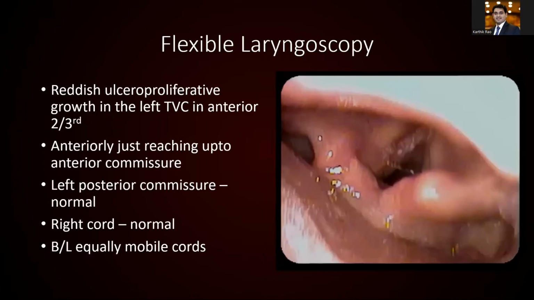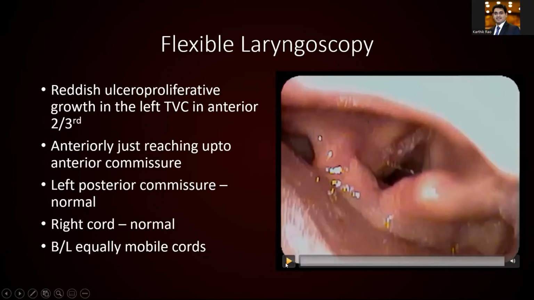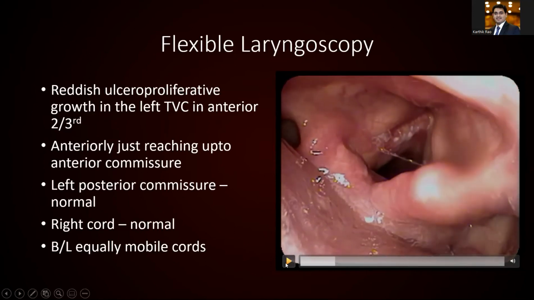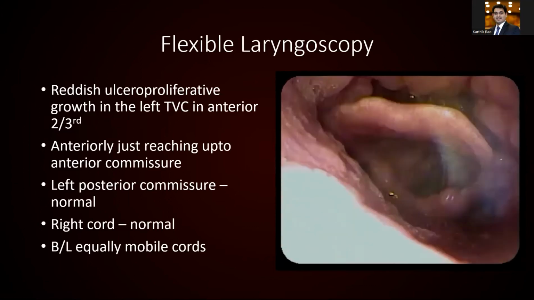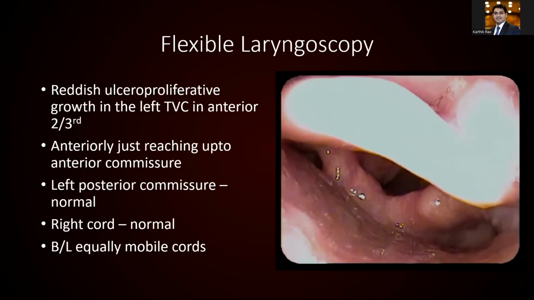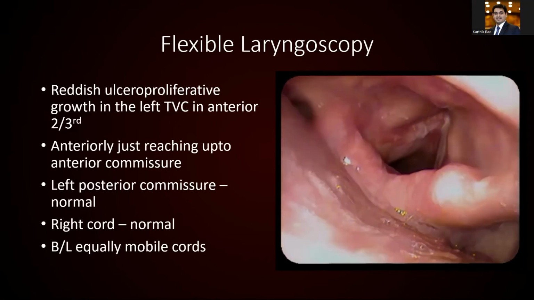Sure. On flexible laryngoscopy, I have rotated the video to show it as a direct laryngoscopy. So the cord on our left is the left of the patient and the cord on the right is the right of the patient. Here I am able to see a reddish ulceroproliferative growth on the left true vocal cord in the anterior two-thirds. Anteriorly, it is just reaching up to the anterior commissure. Posteriorly, it is just coming onto the posterior commissure, but not involving it. The right cord appears grossly normal. So this is my flexible laryngoscopic examination.